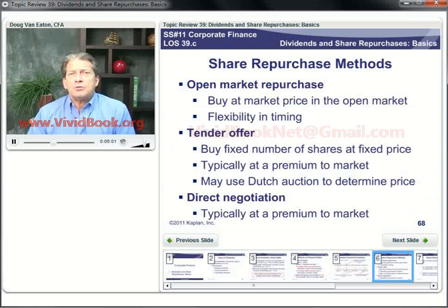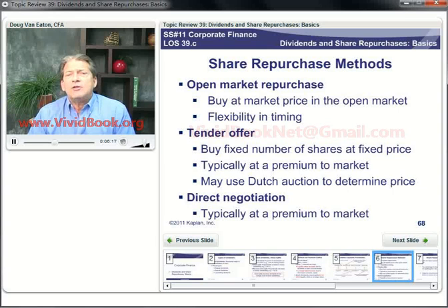In an open market repurchase, the firm just goes in and buys shares at the market price. This gives them flexibility and timing to do it when they feel like it. Another way to repurchase shares is through a tender offer.